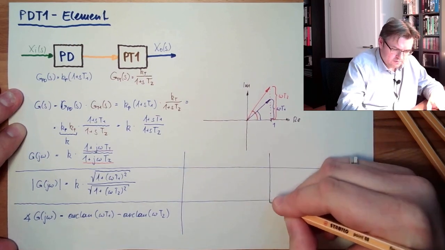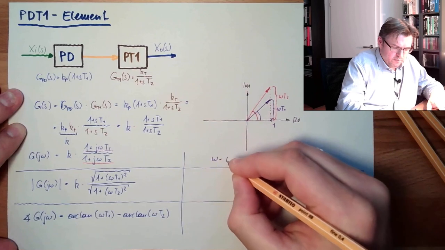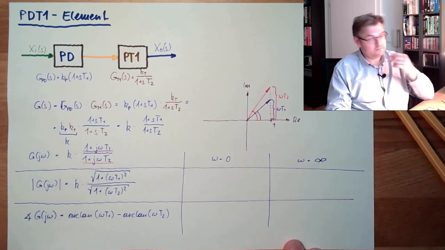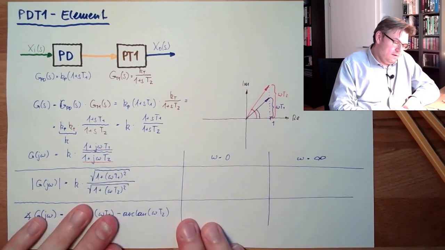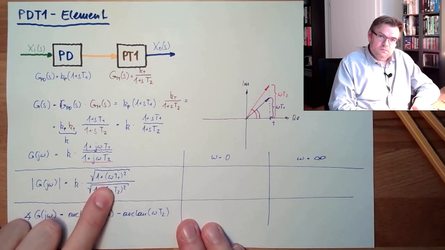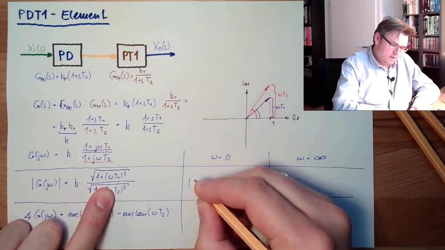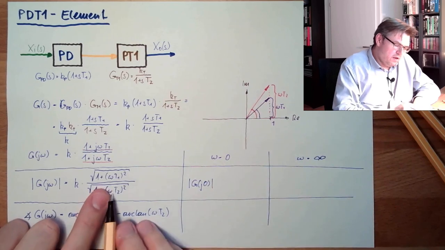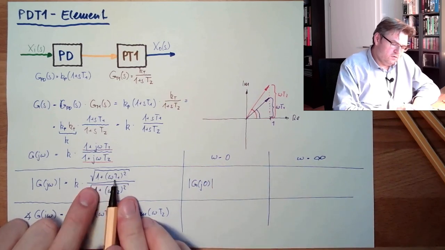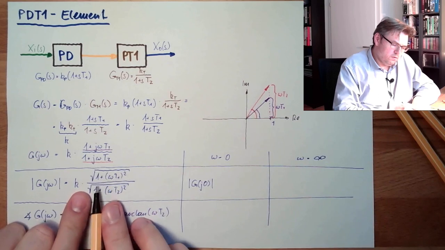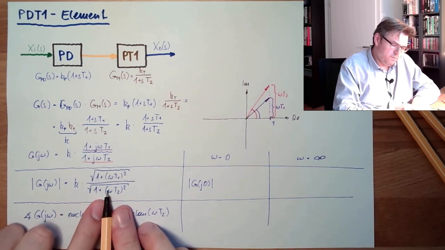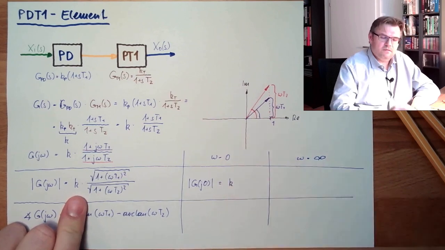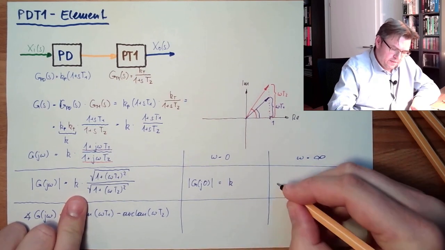Like always, omega equals zero, omega equals infinity. At omega zero, the absolute value: if I put in 0 here, this is 0, this is 0, so 1 divided by 1, because this will also get 0, so it's just k. We are at k, okay?